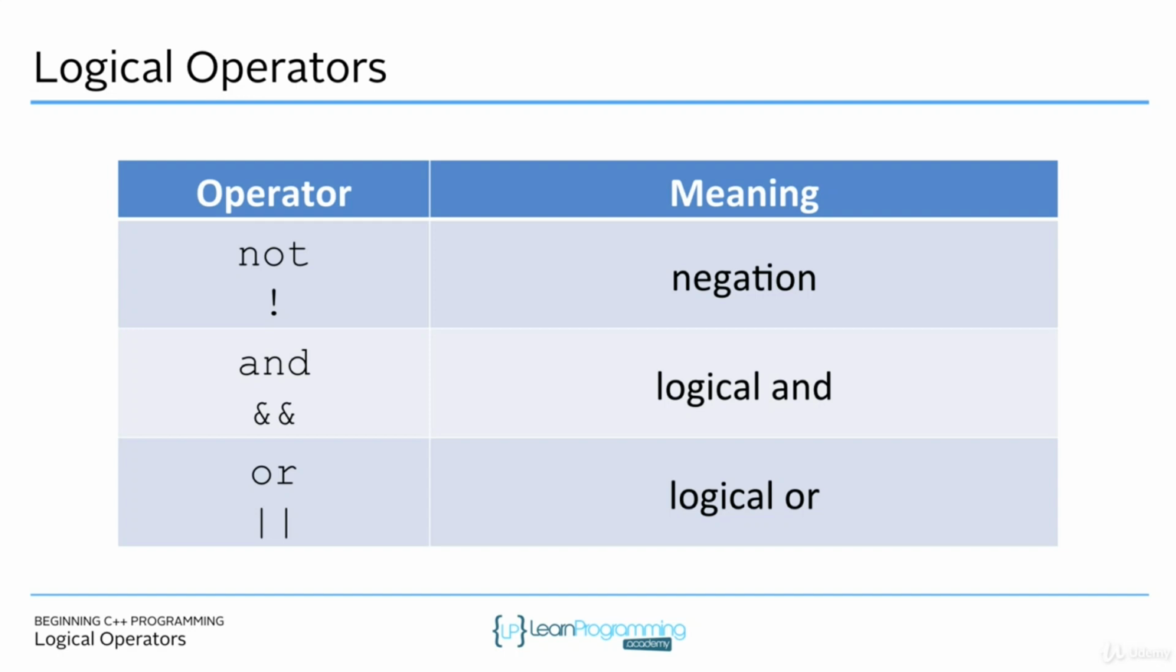There are several ways to write these operators. You can use the keyword-like syntax using the words not, and, or. Or you can use the operator symbol syntax using the bang sign, the double ampersand, and the double pipe symbol, or the double vertical bar. Personally, I've never seen any C++ code that uses the keyword-like syntax, so I'll use the operator symbol syntax in this course. Let's quickly review Boolean algebra by using a truth table.